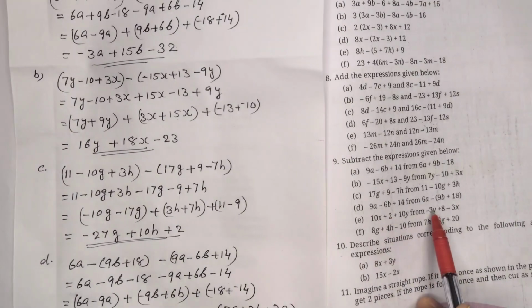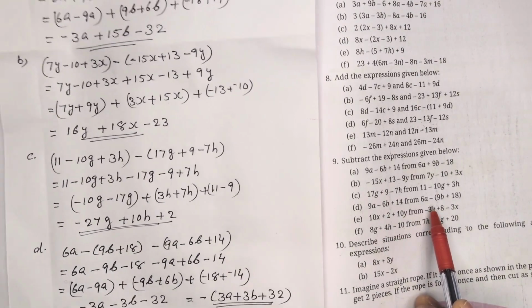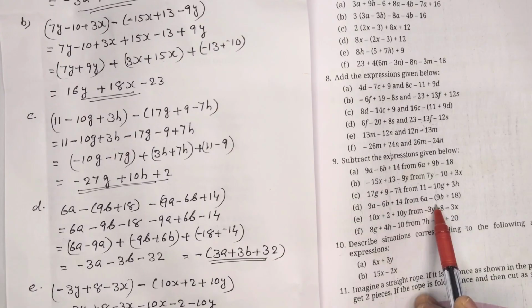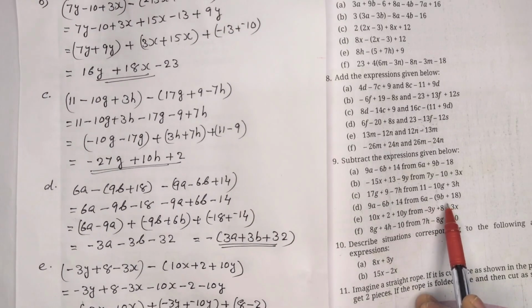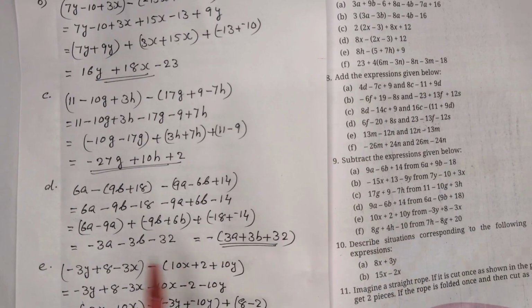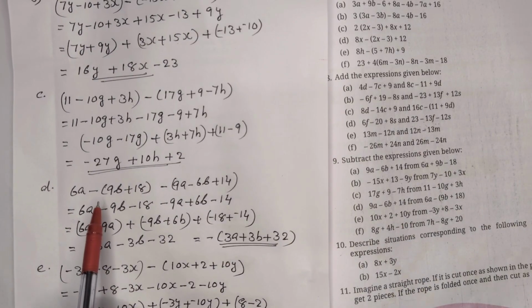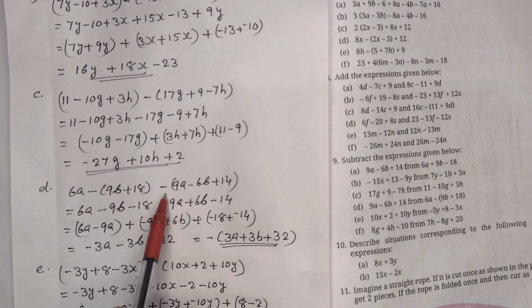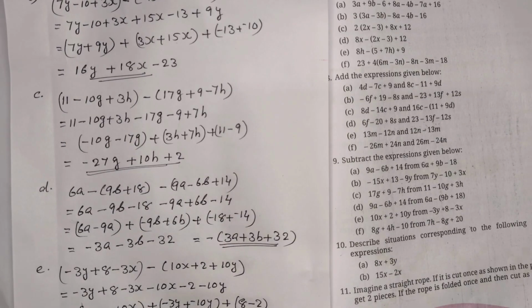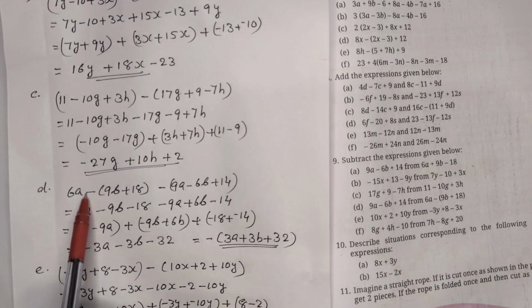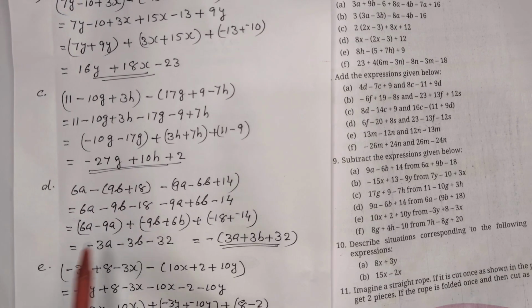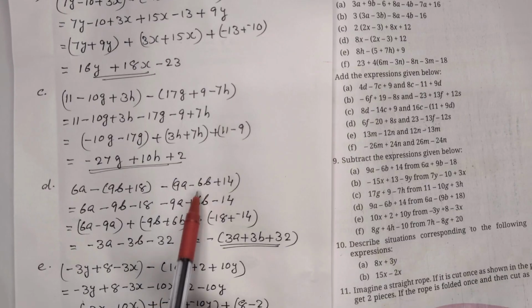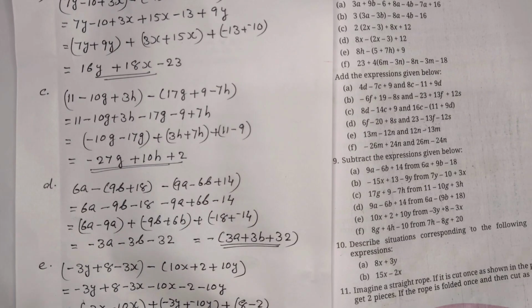Now next D. Second expression, that is 6a minus, here the bracket, same as that. So 6a minus 9b plus 18, that minus first expression. 6a minus, that bracket minus, second, first expression here. When we are opening the bracket, 6a minus 9b minus 18, then the subtraction sign. Minus 9a plus 6b minus 14.